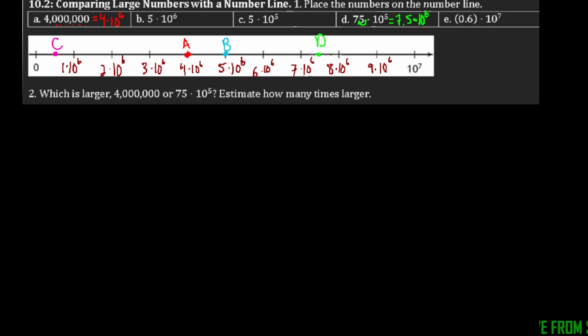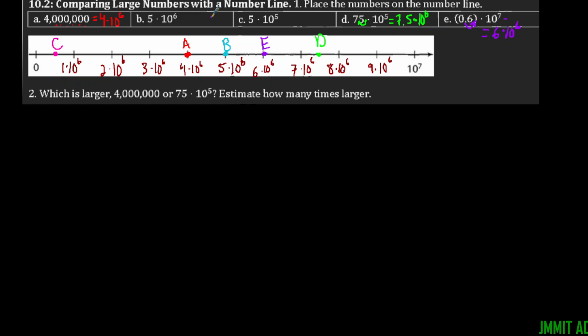And then lastly, we have E. Similar to what we had before, we can move it one step to the right, so that way our exponent is 6. So this is going to be equal to 6 times 10 to the power 6 again. So it's going to be on that point right there. We label that as E.